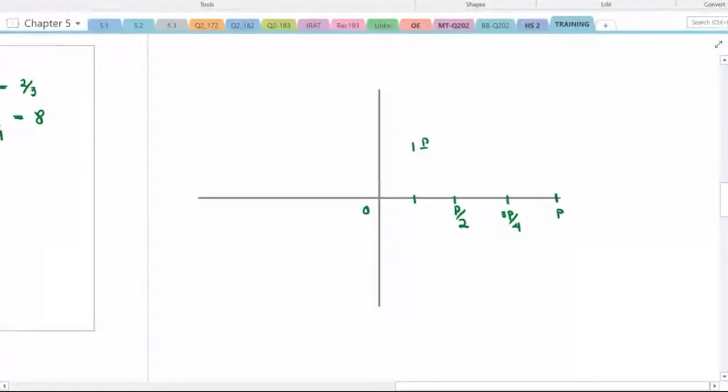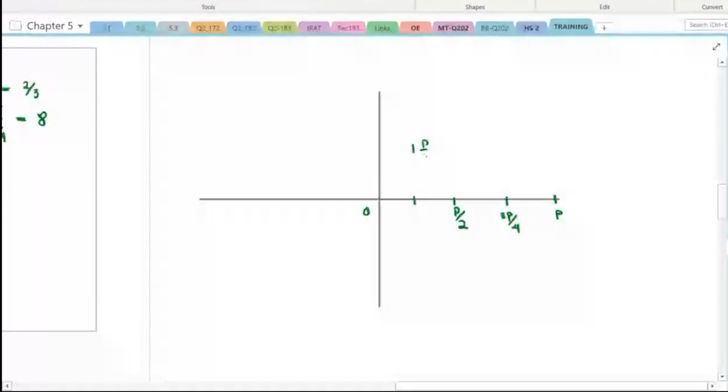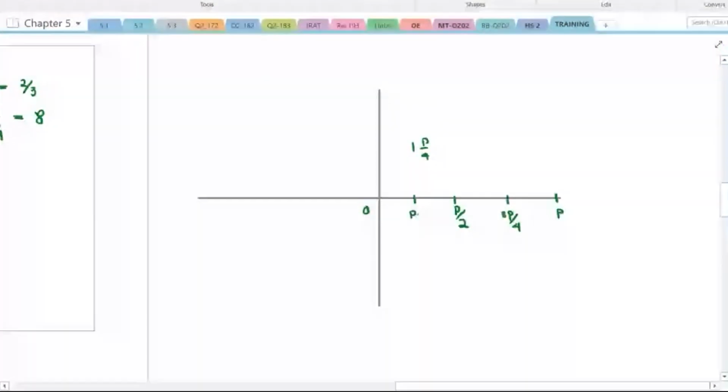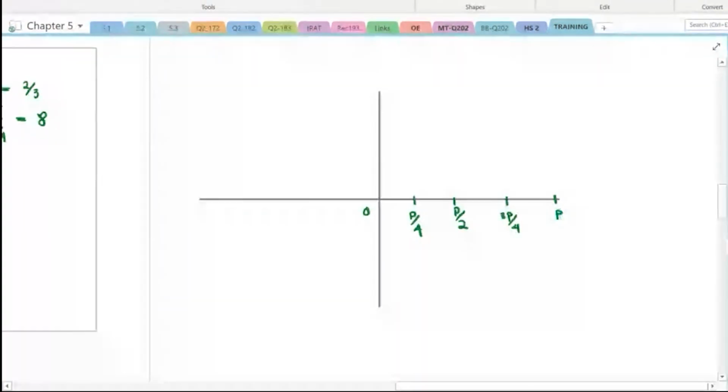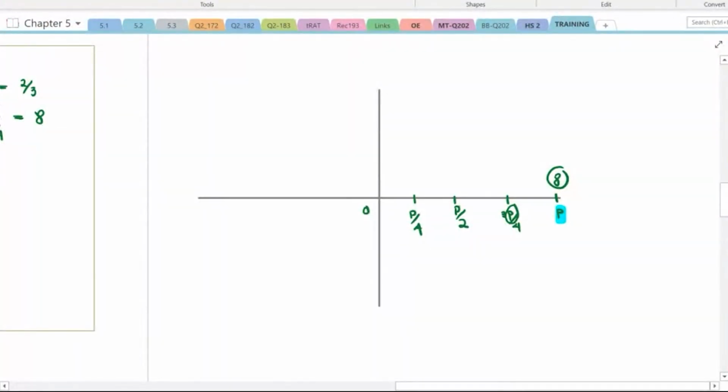Let me make it like this one. This one is going to be P over 4. So we know this one already. Now the period is 8. So I'll just remove P and put 8 here, and 8 here.